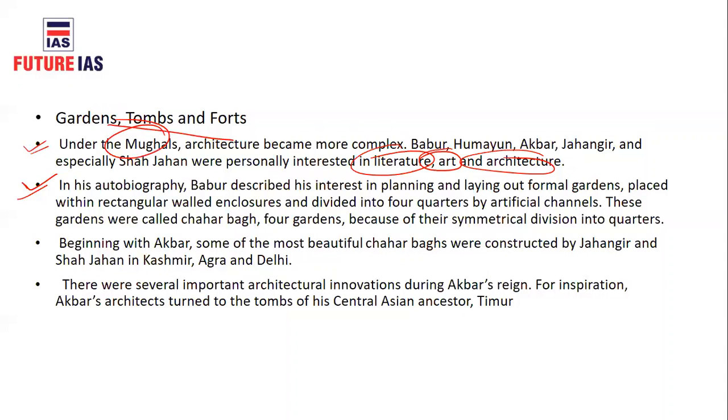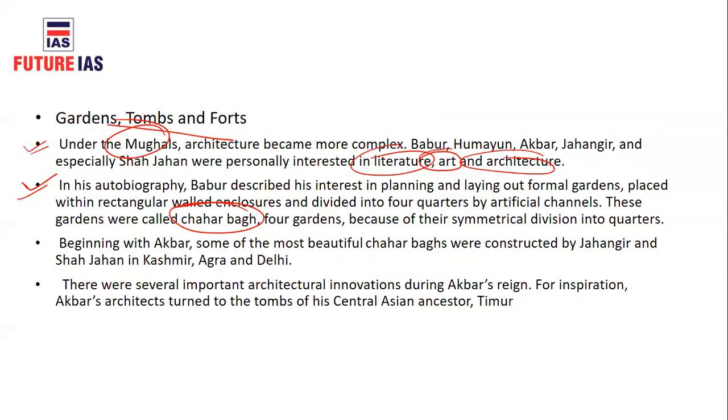or interest in introducing gardens with rectangular walled enclosures. These gardens were divided into four quarters, and they were divided by artificial channels. So if you take any garden and divide it into four quarters, that type of garden is a separate set of architecture, also known as the charbagh architecture, because that garden consists of charbagh, or four gardens.